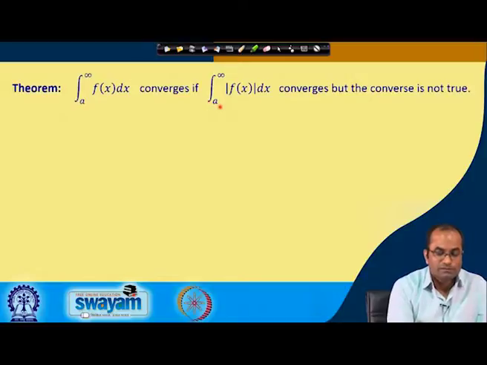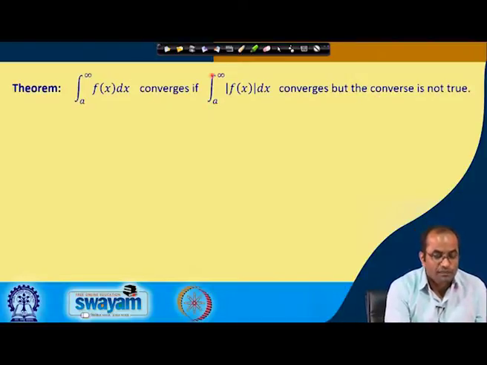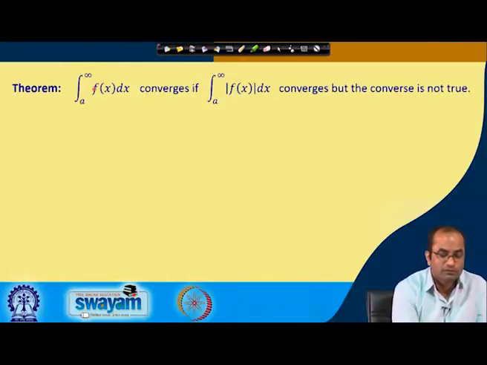So this converges if the absolute one converges, but the converse is not true. This will converge if the absolute one converges, but if this converges, the absolute one may not converge.